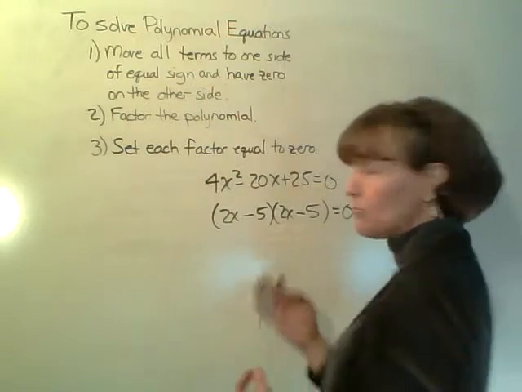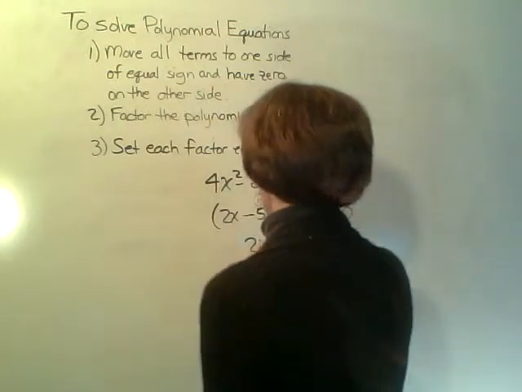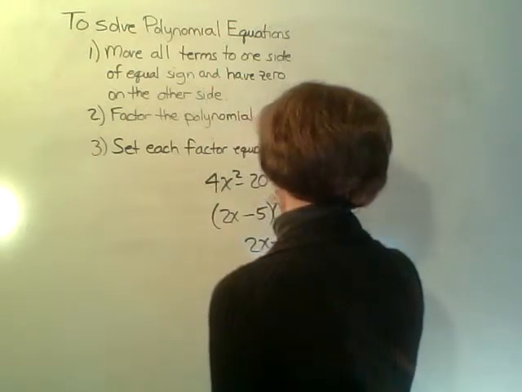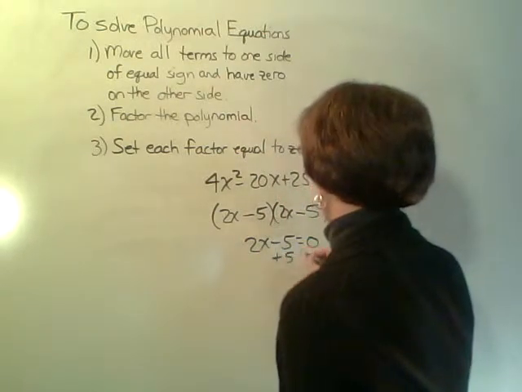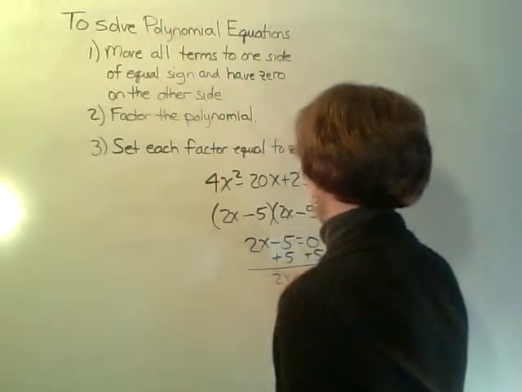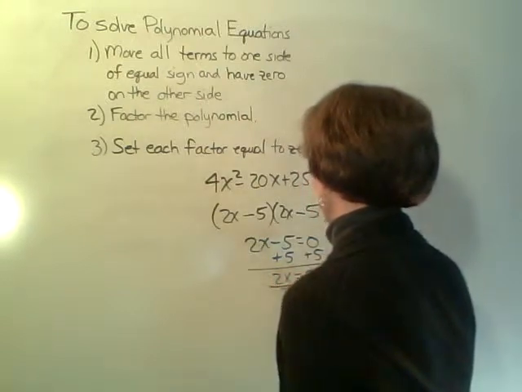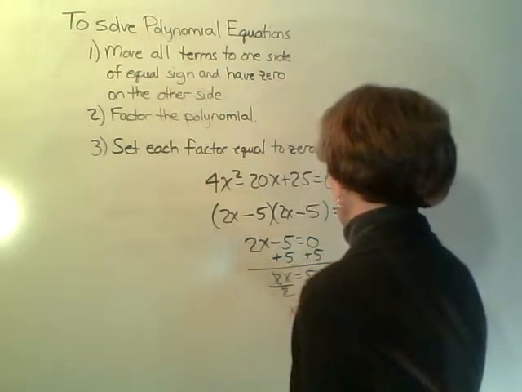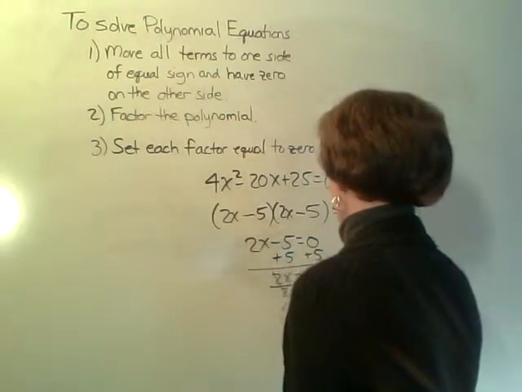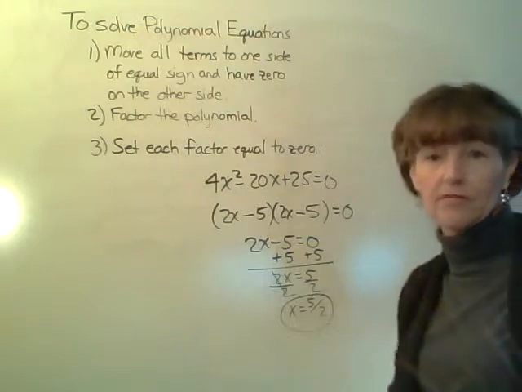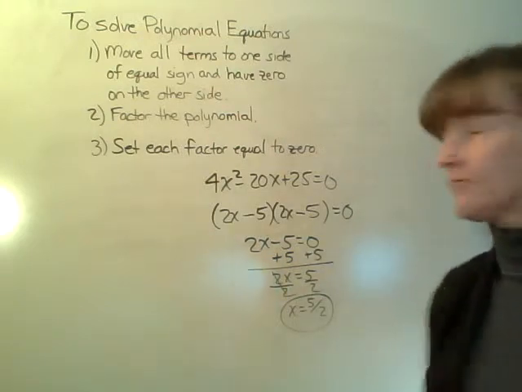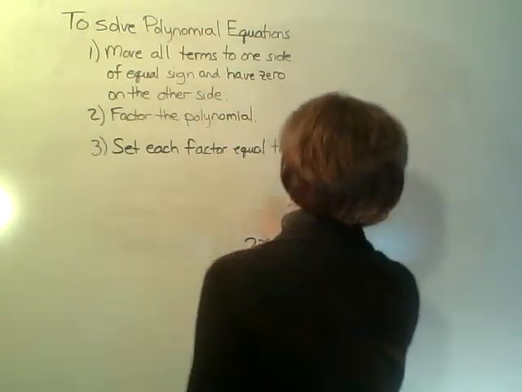Well, in this case, both factors are the same, so I really only have to set one factor equal to 0. So 2x minus 5 equals 0. I add 5 to both sides, and I get 2x equals 5. I divide both sides by 2, and I get x equals 5/2. So with this polynomial equation, I only get one answer. That does happen sometimes. All right, let's do another one.